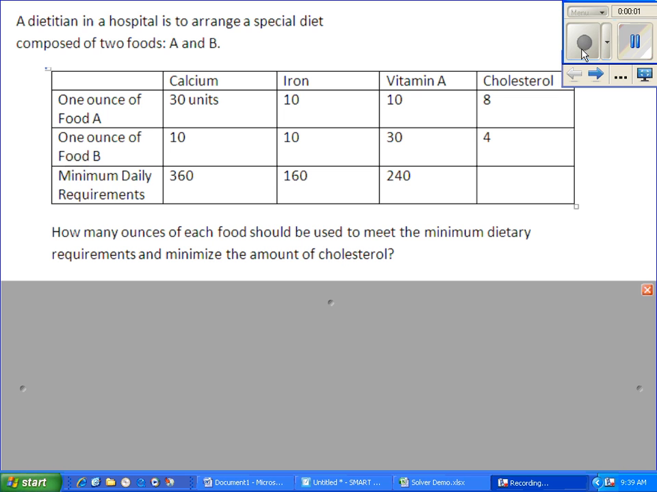We're going to look at an example of how to use Solver in Excel to solve a linear inequality system. So our problem is we have a dietitian in a hospital who has to arrange a special diet composed of two foods. Let's call them A and B.